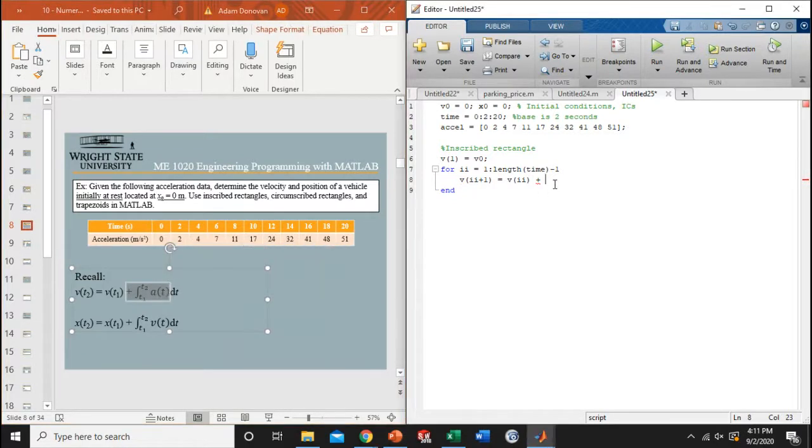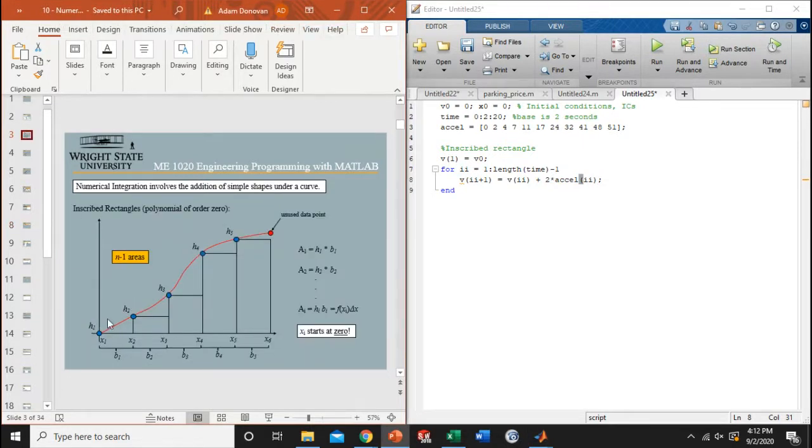With the inscribed, I use the left-hand side, right? So it's going to be base, which is 2, times the left-hand height, which is acceleration of i. Because remember, i is the left point. So if I look at it here, it'd be like I'm doing this first rectangle. i is this point, h1. i plus 1 is the h2, corresponding with x2. And so when I go to circumscribed, it'll be i plus 1, and that's the only difference.